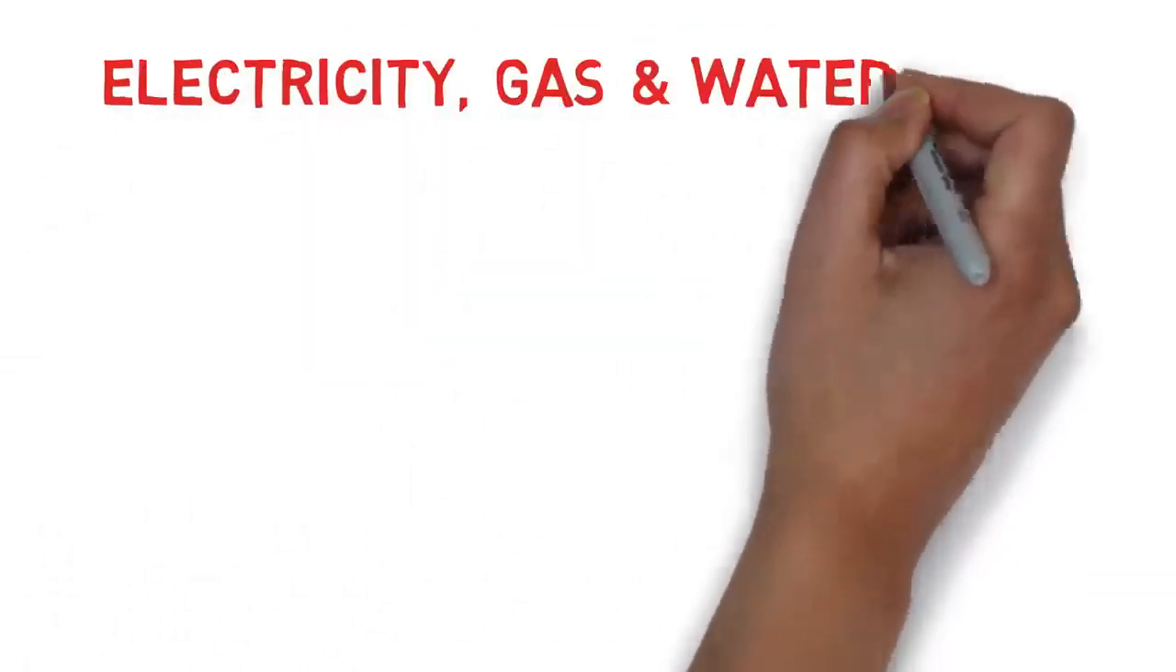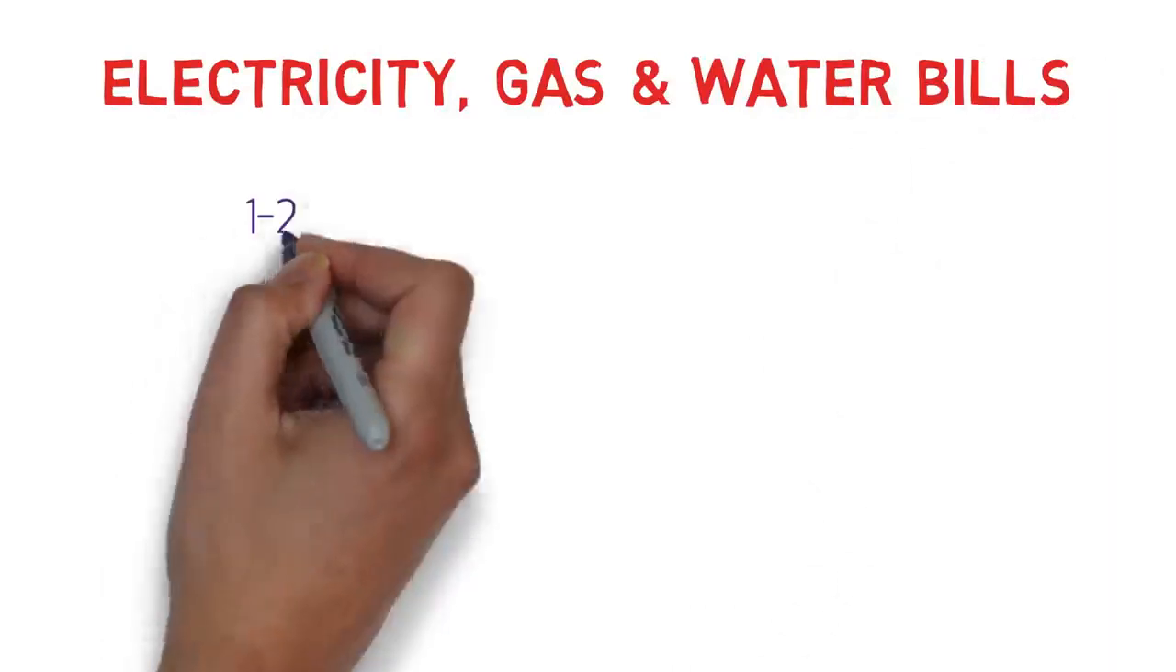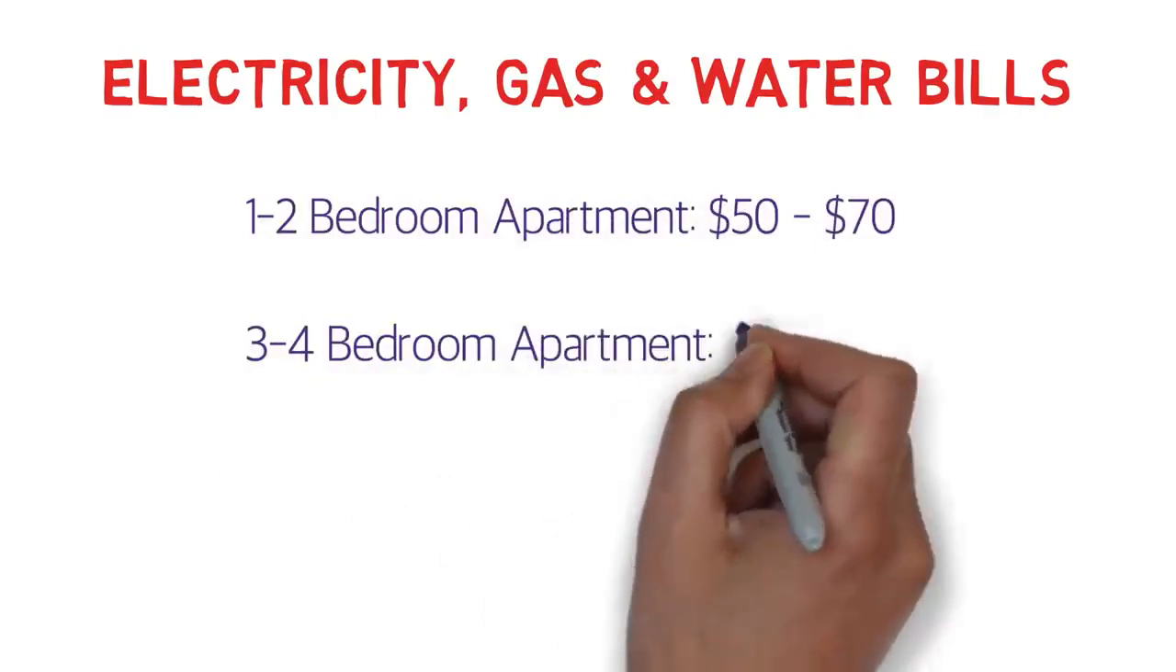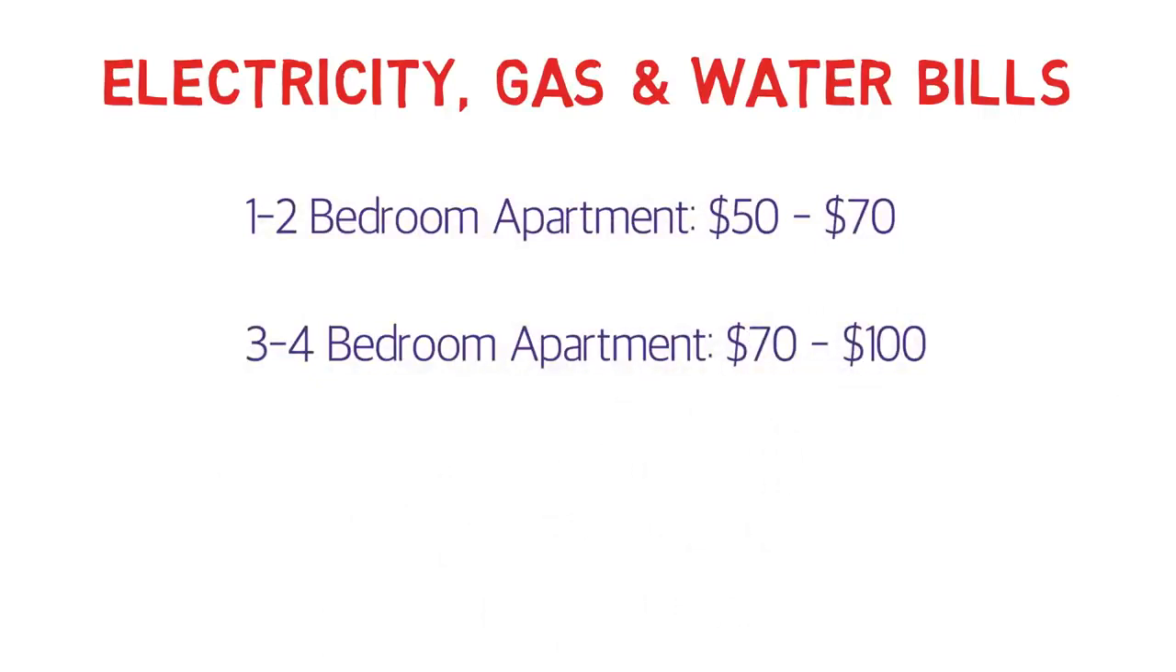Electricity, gas, and water bills. For a 1 to 2 bedroom apartment or condominium, you would get a bill of something like $50 to $70. And for a 3 to 4 bedroom or maybe a semi-detached house or a detached house, you would get a bill of something around $70 to $100, or maybe for a detached house, you might get it for around $120. Now, this obviously depends on the consumption that you do, but generally, more or less, it stays around the same value.